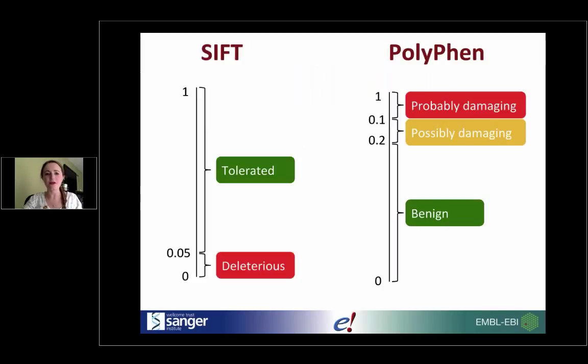And annoyingly, their scales are completely opposite to each other, but there are also predictions made on these scales. So in SIFT, if it's 1, then it's perfectly fine, and if it's 0, it's dangerous, whereas PolyPhen says that 1 is dangerous and 0 is perfectly fine. And everywhere you see these scores in Ensembl, you will also see the predictions alongside.